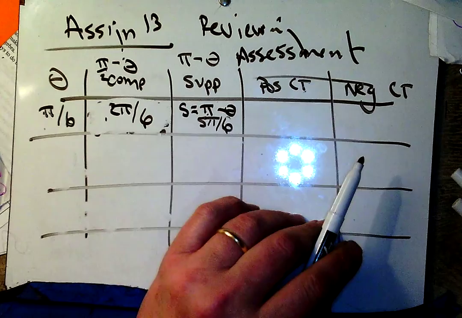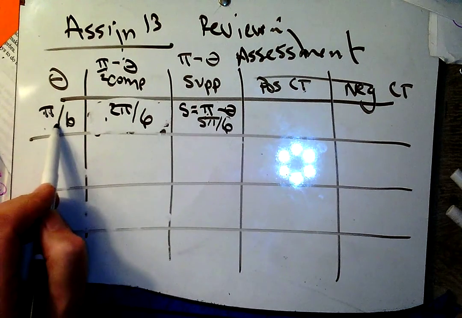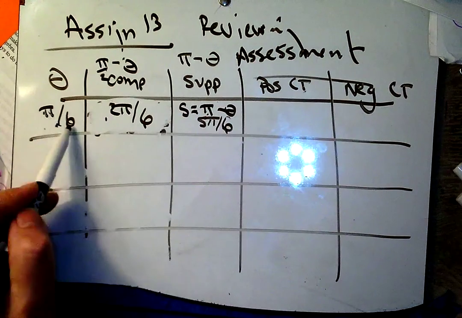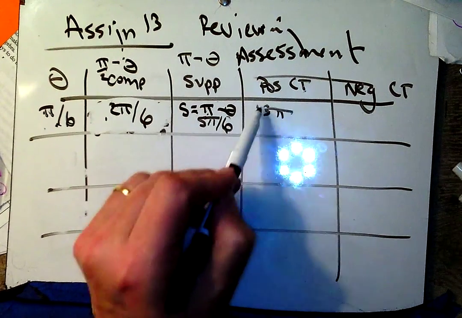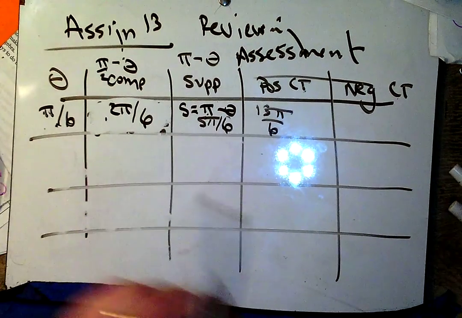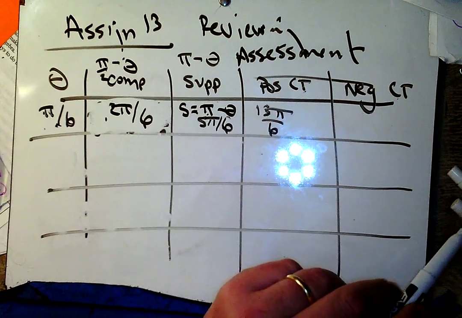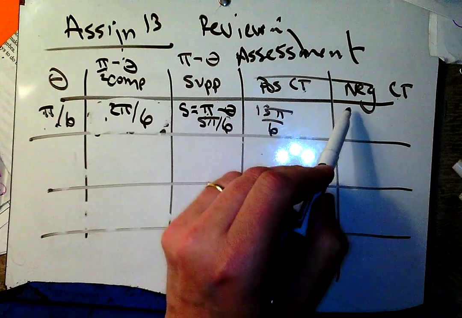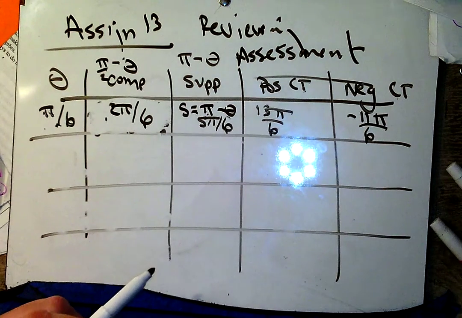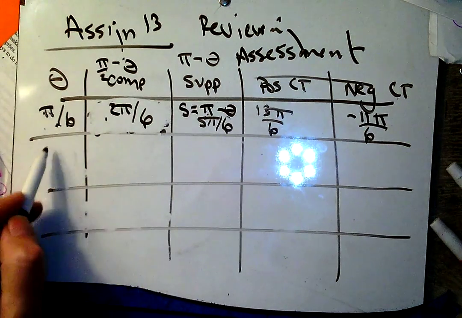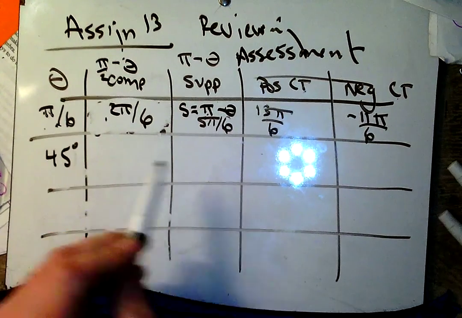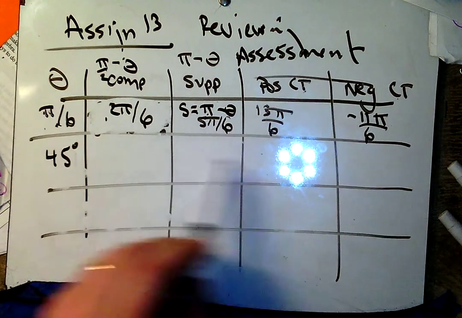Positive coterminal angle, remember to find a positive coterminal angle, we're going to add 2 pi to that. 2 pi is 12 pi over 6, so I get 13 pi over 6. And a negative coterminal angle, I'm going to subtract 2 pi from that. So pi over 6 minus 12 pi over 6, and I have negative 11 pi over 6. Got it? Understand? Feeling good? Okay, how about this one? 45 degrees. You fill out the row.